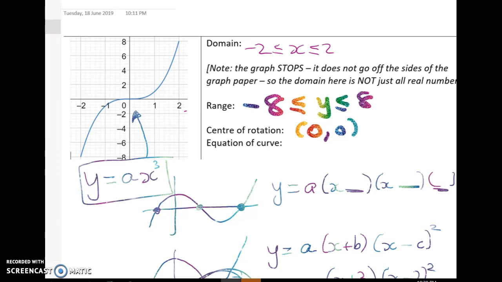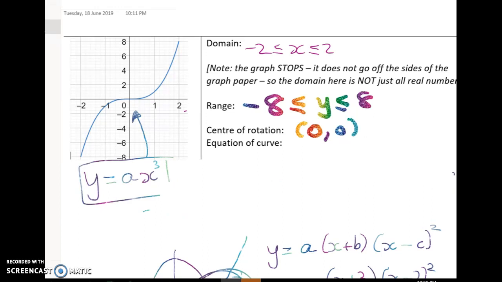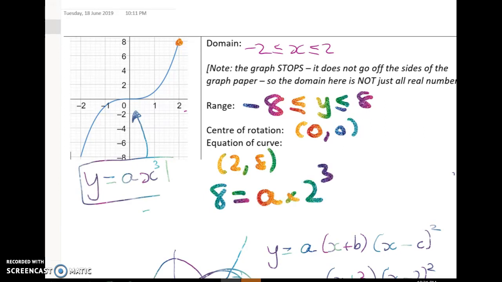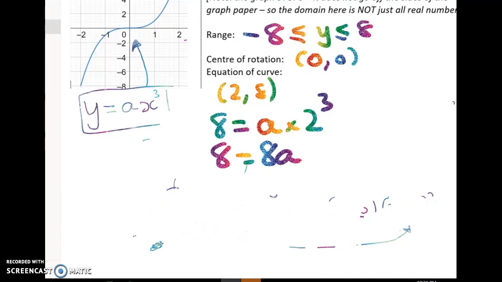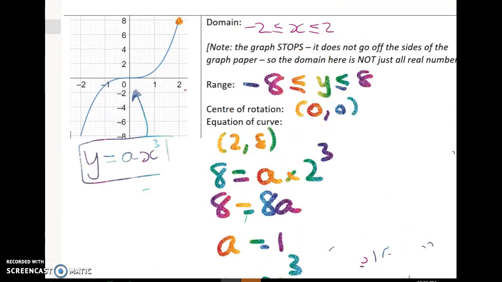I'm going pretty slowly on this one, but I'll go a bit faster on the next 8 or so. What point am I going to use here? Well, I have to use a blobby point, and the point that I'm going to use is (2, 8). So we've got 8 is equal to a times 2 cubed. 8 is equal to 8a, which tells me that a must equal 1. So this is the most basic form of a cubic: a is 1, y is equal to x cubed. Now they're going to get a bit trickier from here.